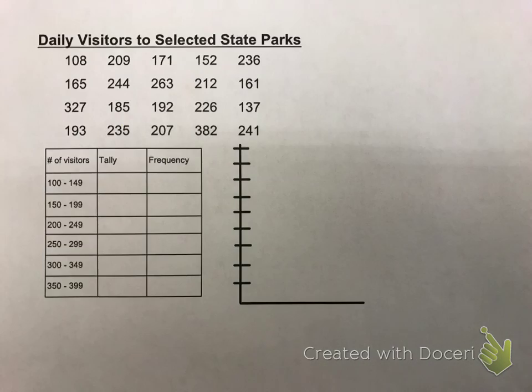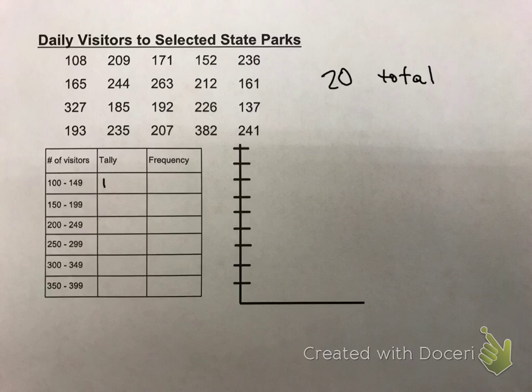So here we have another example in which we're talking about daily visitors to selected state parks. We've got to create the histogram, but first we need to do the tallies as well as the frequency chart, so that we can have the numbers in place to create our histogram. We have a total of 20 numbers here, so it's a good thing to have all of the numbers counted so that you know how many should show up in your tally marks as well as the frequency table. We're just going to cross them off as we go.